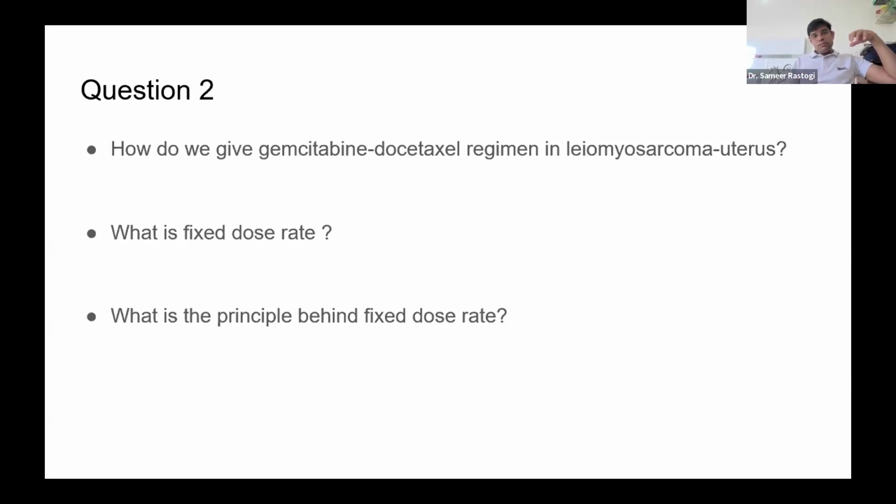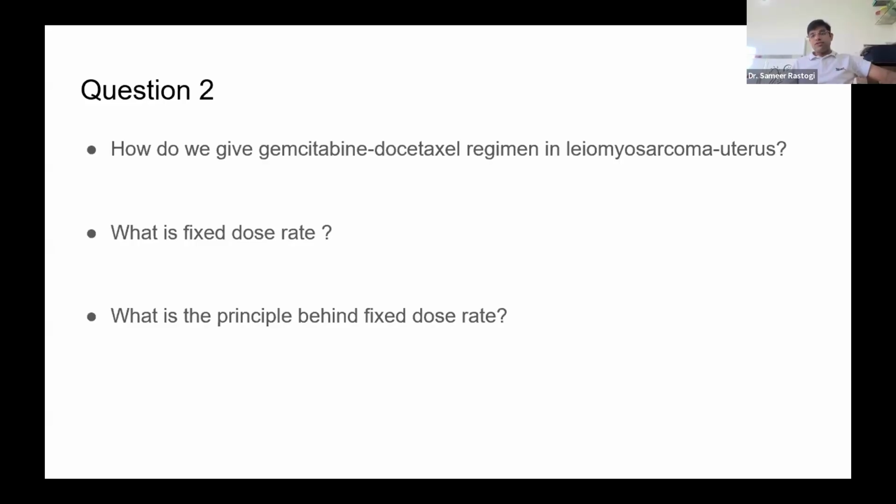So this gemcitabine, you can use 675 mg per meter square to 900 mg per meter square. And fixed dose rate is when you give 10 mg per meter square per minute. The phosphorylation kinetics of gemcitabine are most favorable, and it is also able to maintain the level of 10 micromole per liter. So the therapeutic level of gemcitabine is considered to be 10 to 20 micromole per liter, and the more sustained it is, the better. So in sarcomas, fixed dose rate is given.